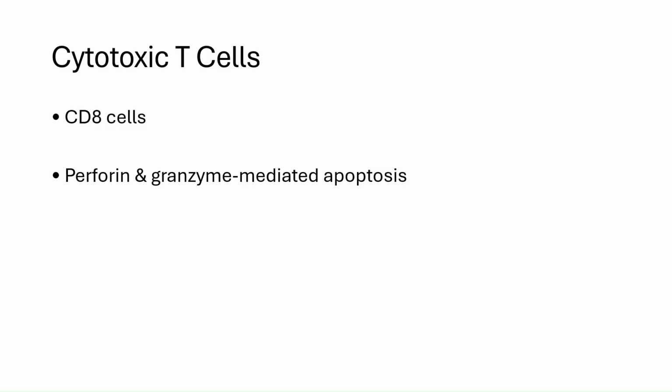Then you have your CD8 T cells, which target cells through perforins and granzymes. And it's also important to remember that perforins create pores, whereas granzymes induce apoptosis. This is antigen-specific killing, and this differs from natural killer cells, which do not require antigen recognition at all.